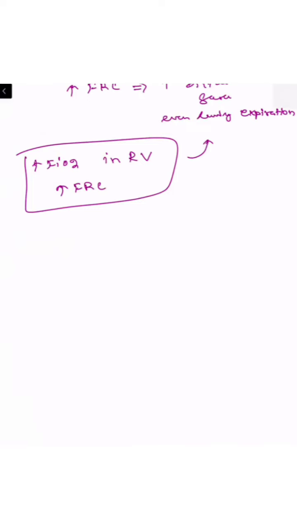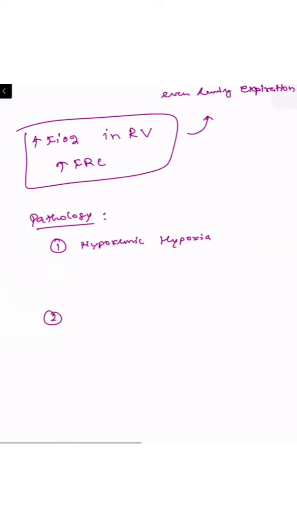So in any pathologies like pulmonary, to understand the basic pathology behind the hypoxia, we have two types of hypoxia. One is hypoxemic hypoxia, which is nothing but type 1 respiratory failure, and the second one is hypercapnic hypoxia. This is the ventilatory failure.